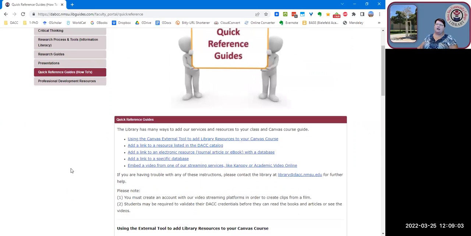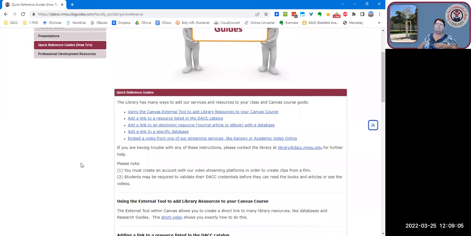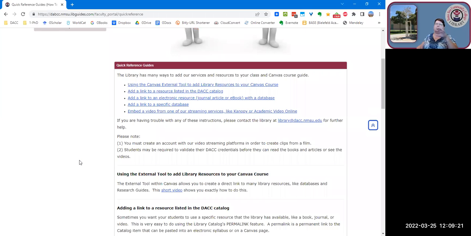We've created these guides to help you embed or link to within your Canvas course, or if you have an electronic syllabus, you have a module, a resources module you want to create or add to, there are various ways you can add our resources and our services to.